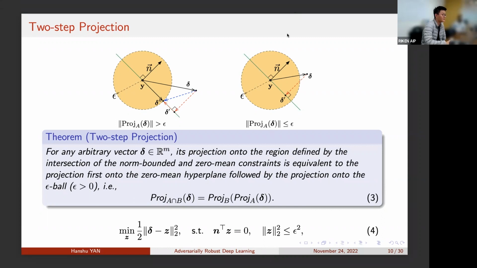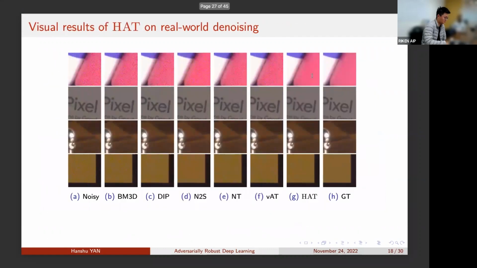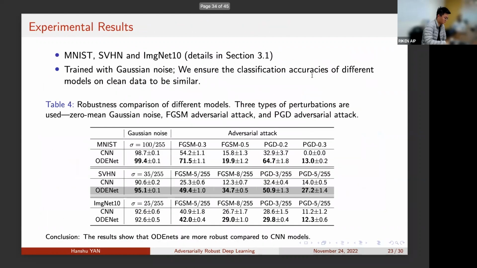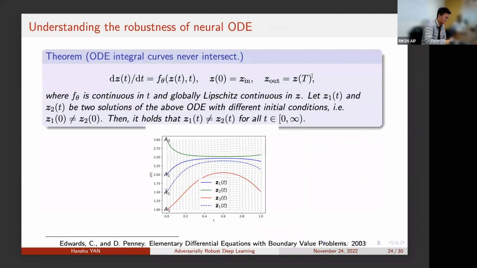I have a question about the part of the paper where you discussed why the ODE is more robust than CNN. You point out that it is theoretically because the ODE integral curves never intersect. It is very interesting, but I'm not quite sure: is it really true in higher dimensions? Because I remember that when we consider three dimensions, everything changes. Maybe it's not true.